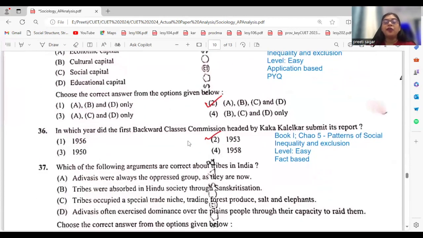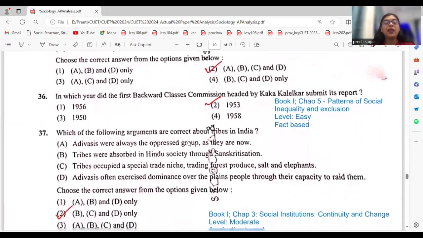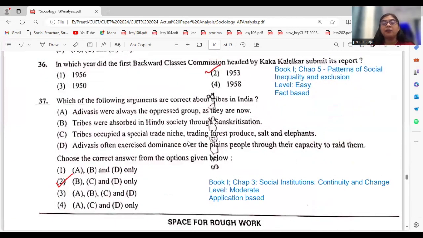In which year did the first Backward Classes Commission, headed by Kaka Kalelkar, submit its report? That is in 1953. Option 2 is the right answer. Which of the following arguments are correct about tribes in India? Here again, we have to follow the elimination technique.